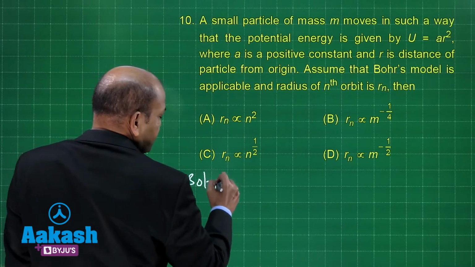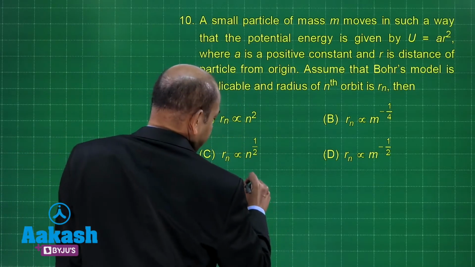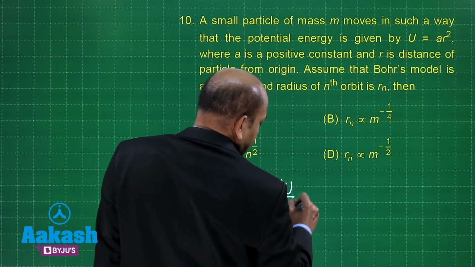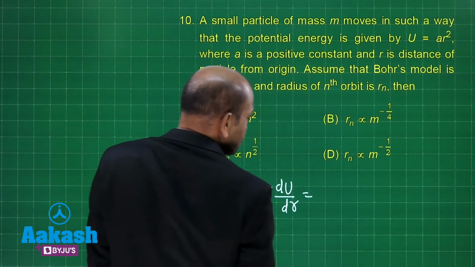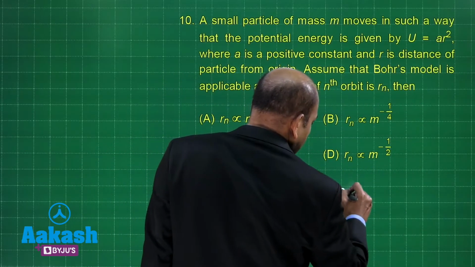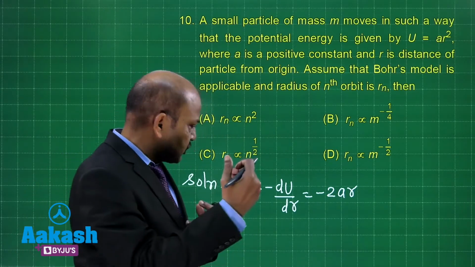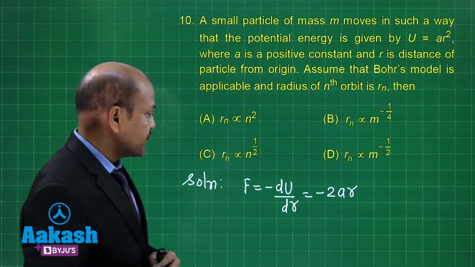The expression for the force which provides the centripetal force is F equals minus dU by dr, and that is giving us, the derivative of ar square is 2ar, so it is minus 2ar. The minus sign indicates that the force is attractive and is keeping the particle in circular motion.